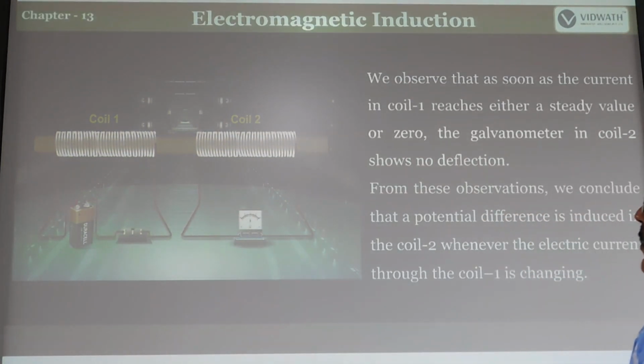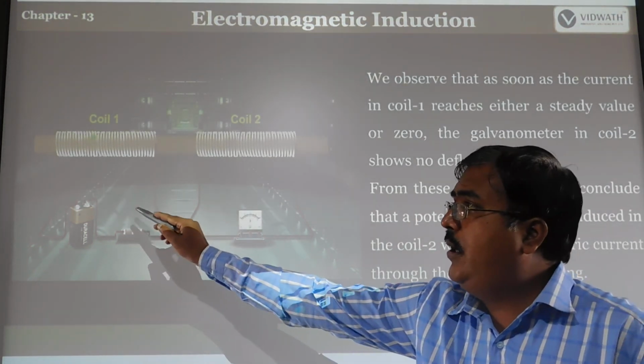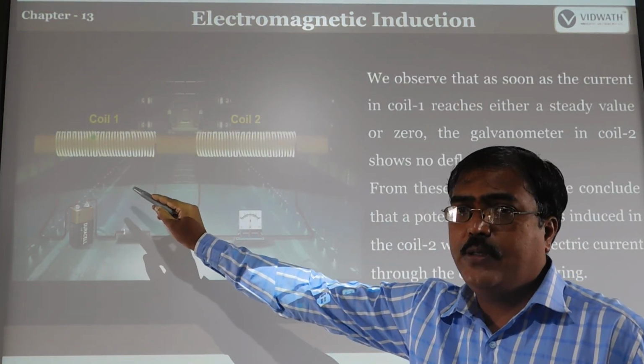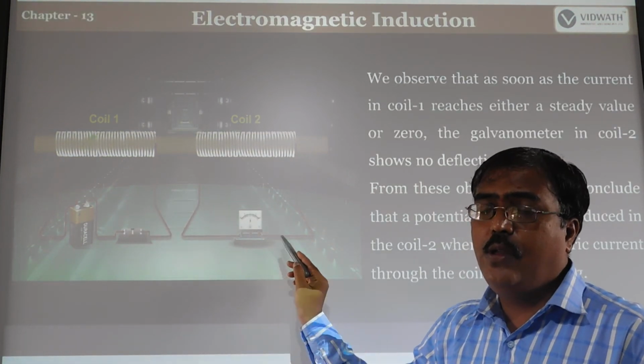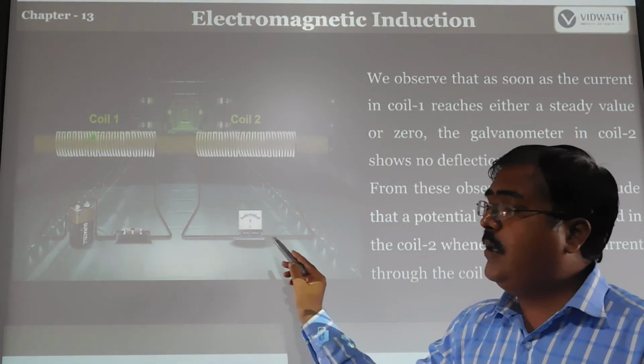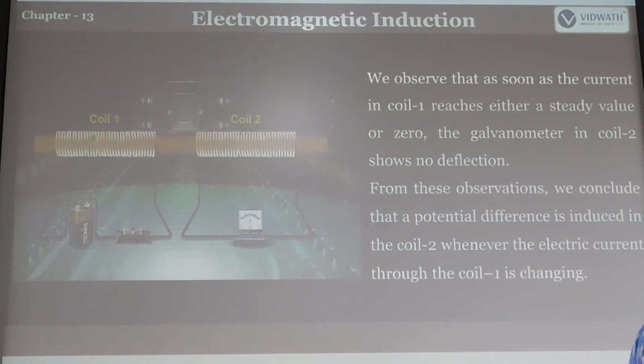From this observation we conclude that a potential difference and induced current appear in coil 2 whenever the electric current through coil 1 is changing. So when the current passed through the first coil is changed, the deflection in the galvanometer shows in coil 2. This is called electromagnetic induction.